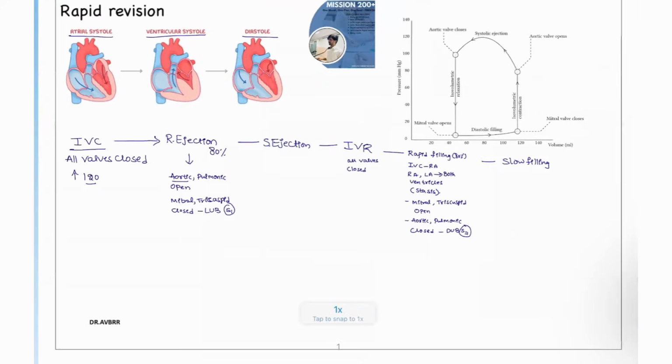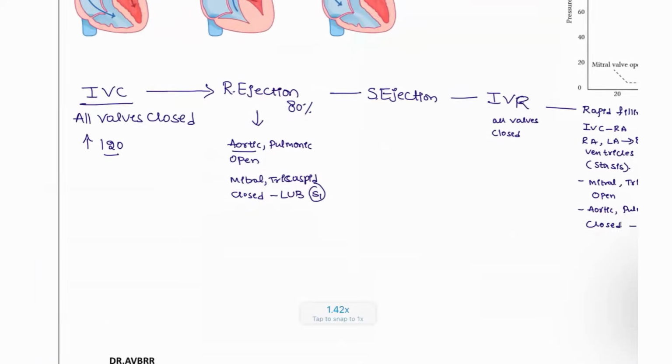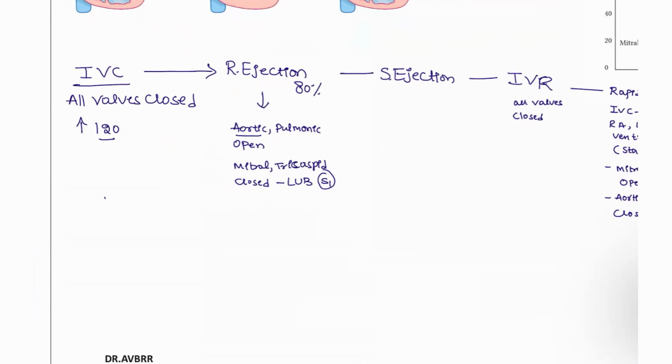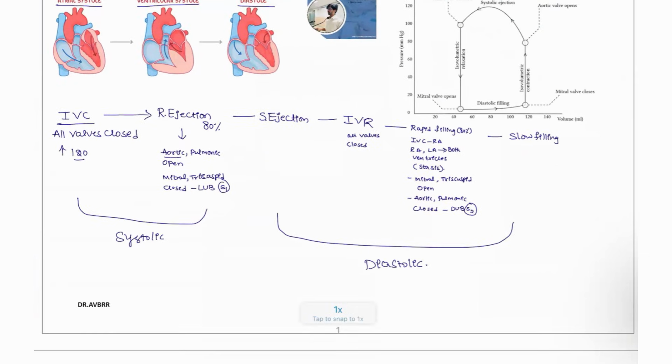So again, the cycle will repeat. What is the systolic phase here? This is our systolic phase. And here, this is our diastolic phase. Okay, this is the main importance of the cardiac cycle that you have to remember.